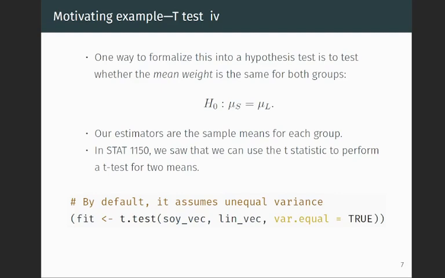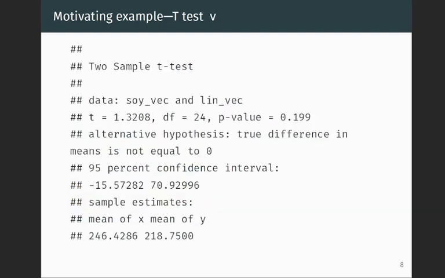Now let's look at the output. This is what the output looks like. We get a nice summary and a lot of information, actually. We see it says two sample t-test at the top. It gives us the t-statistic, which is 1.32. The degrees of freedom, which is 24. And then the p-value, which is about 0.2. And we also get a 95% confidence interval from -15 to about 70.9.